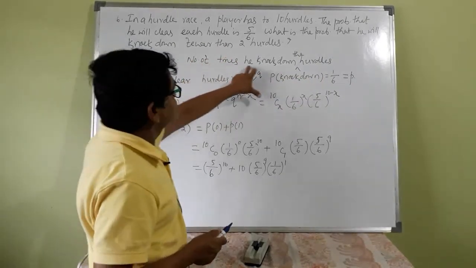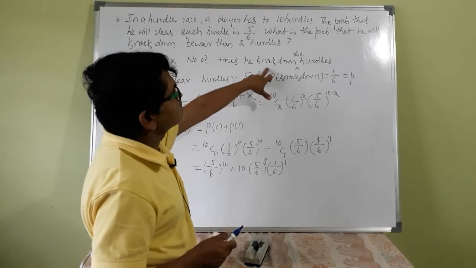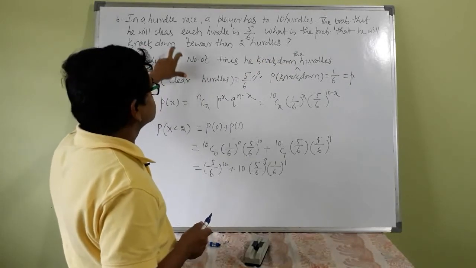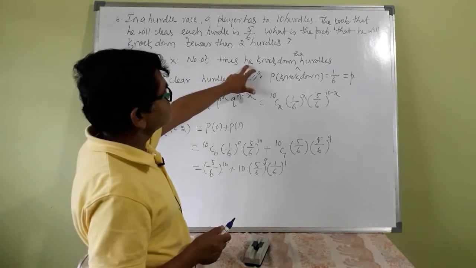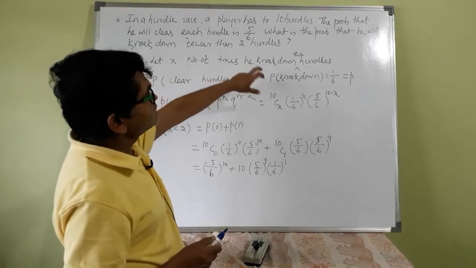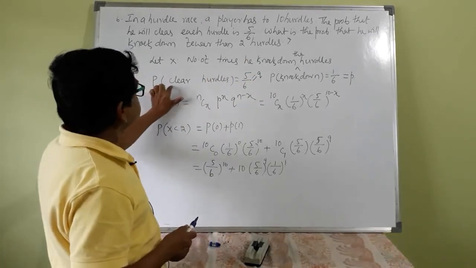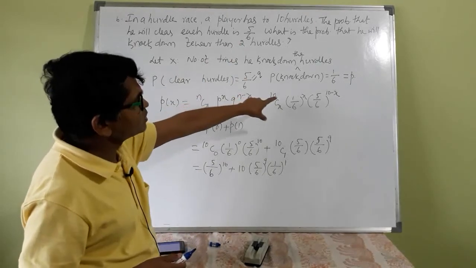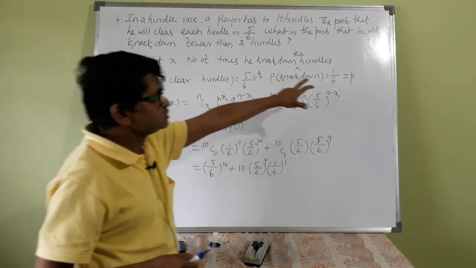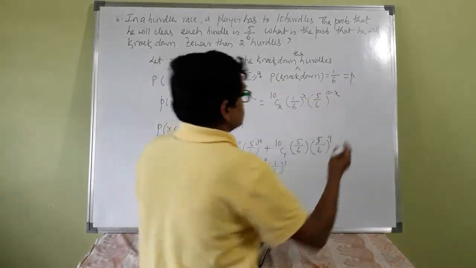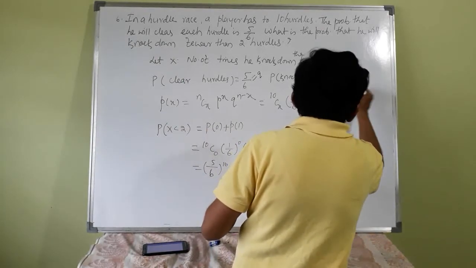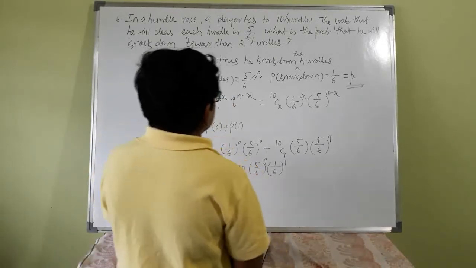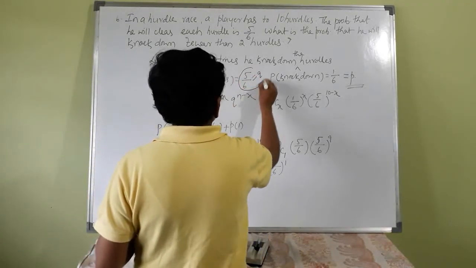See, what is asked is the probability that he will knock down hurdles, so you have to define X as the number of times he knocks down the hurdles. The probability of clearing the hurdles is 5 by 6, that is given. That means the probability of knocking down the hurdles is 1 by 6. This will be P. Make a note here. This should be P. And this is Q. Please change that.